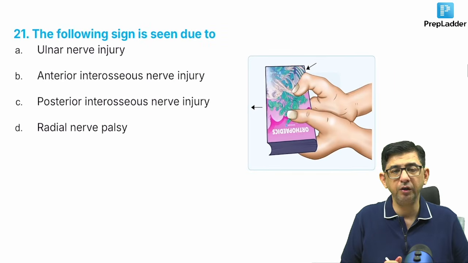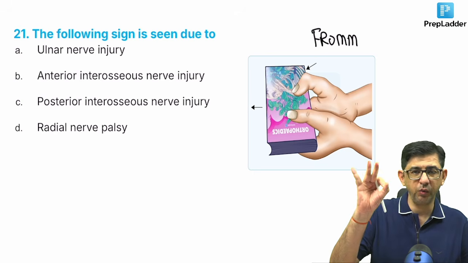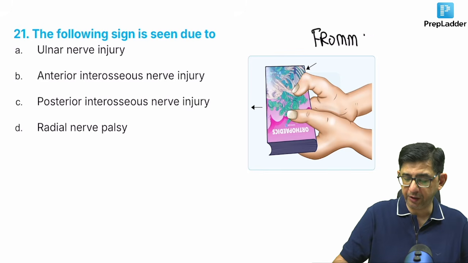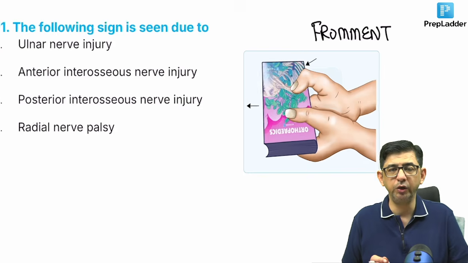Coming to 21, you can notice Froment sign. Do not confuse this Froment sign with OK sign. That OK sign is seen with injury to the anterior interosseous nerve. What you can see at the moment is Froment sign. Like you were asking this guy to hold a book.